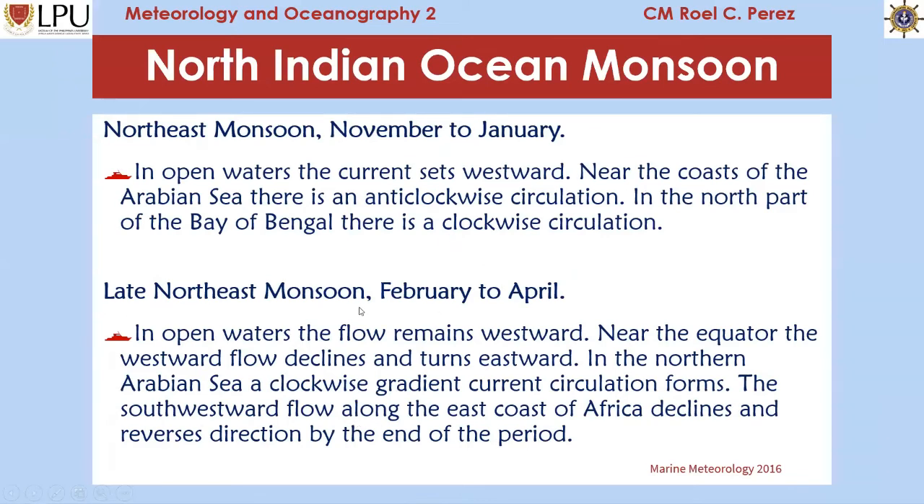And then late northeast monsoon in February to April, the open waters, the flows remain westward. Near the equator, the westward flow declines and turns eastward. Magbabago na siya ng direction. Hihina and then magbabago. In the northern Arabian Sea, a clockwise gradient current circulation forms. The southwestward flow along the east coast of Africa declines and reverses direction by the end of the period.